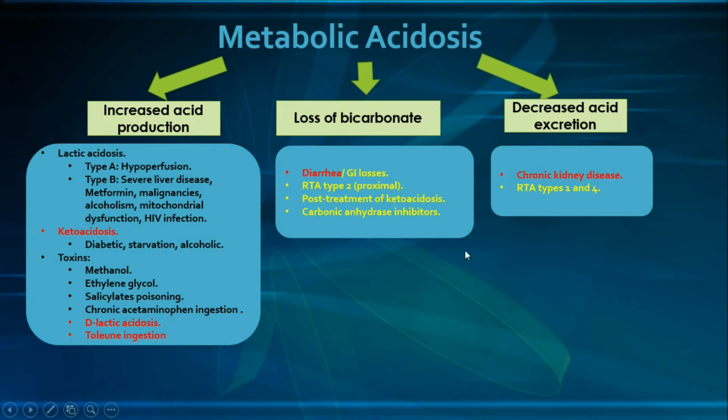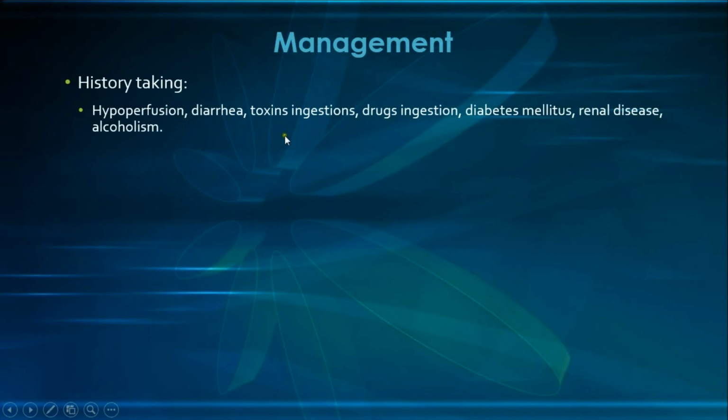And in history taking, we will ask about all of the following, starting with the hypoperfusion, and this includes all the four major categories of shock, so we will screen for all of them, and then we'll ask specifically for diarrhea, and then inquire about any toxins ingested such as the methanol and the ethylene glycol, and then inquire about any drugs ingested such as the salicylates and metformin, and then ask the patient about the past medical history, about any diabetes mellitus or renal disease, and finally ask about the history of alcoholism.